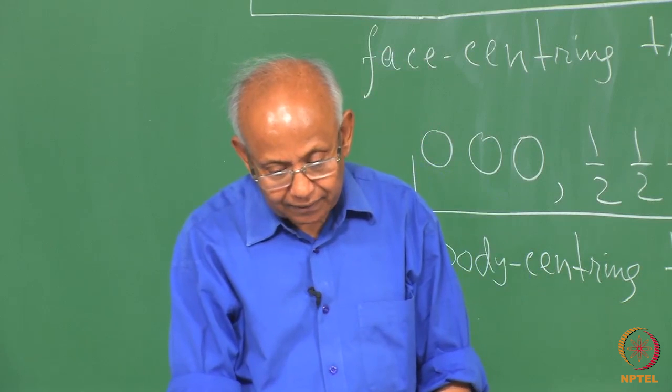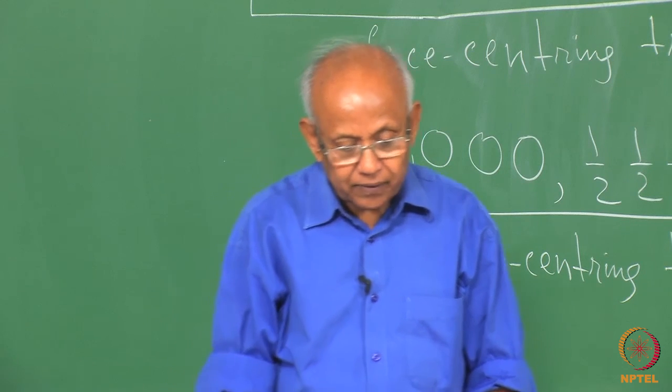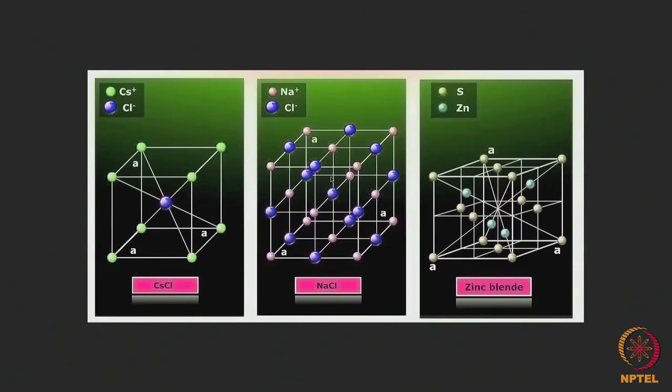Now, we will see what it really means. So, there are some examples of compound crystals. Here it is cesium chloride. So, the chlorine ion is at the center and cesium ions are at the corners of a cubic unit cell. Now, this is a sodium chloride crystal. The locations of sodium and chlorine are shown here.